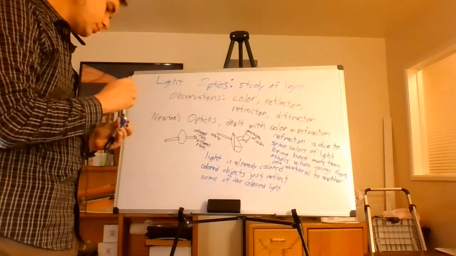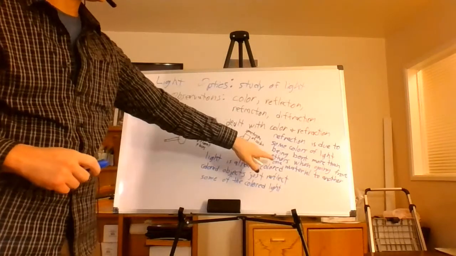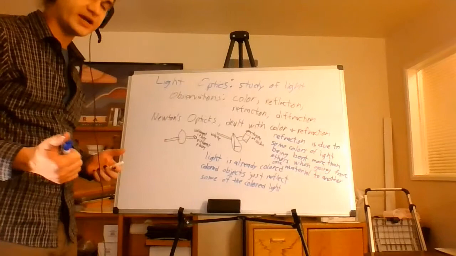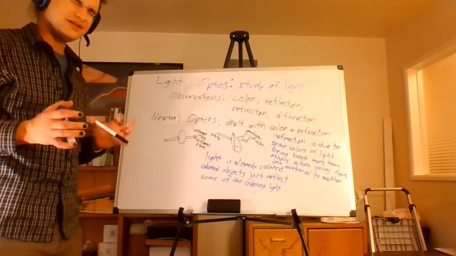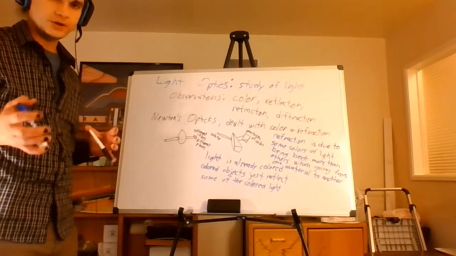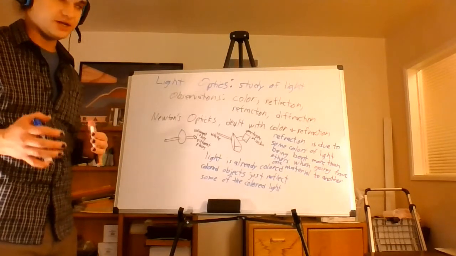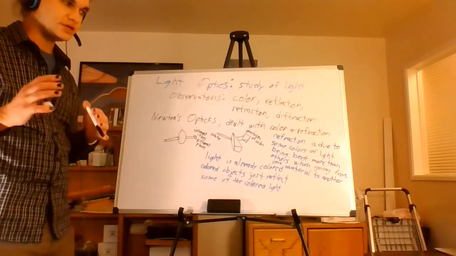Now, Newton proposed that the difference in the materials had to be a difference in density. That's not exactly the case. We call it a difference in refractive index. It is related to density, but it's not the same thing.